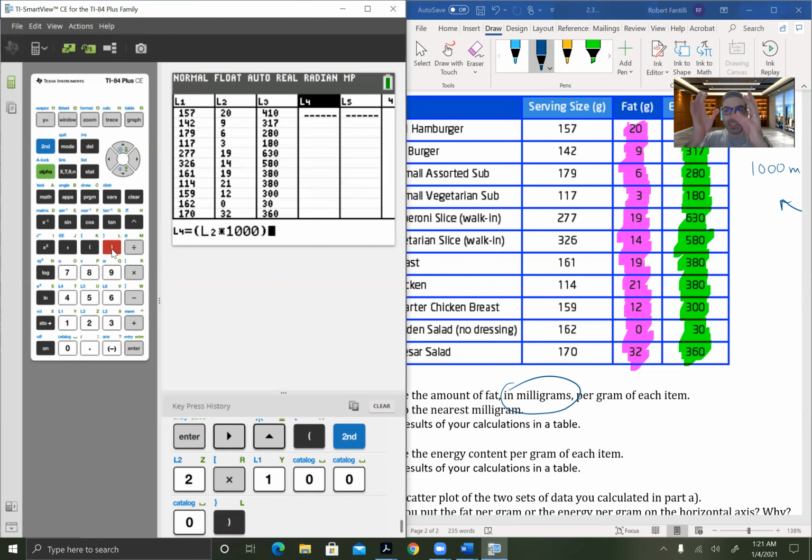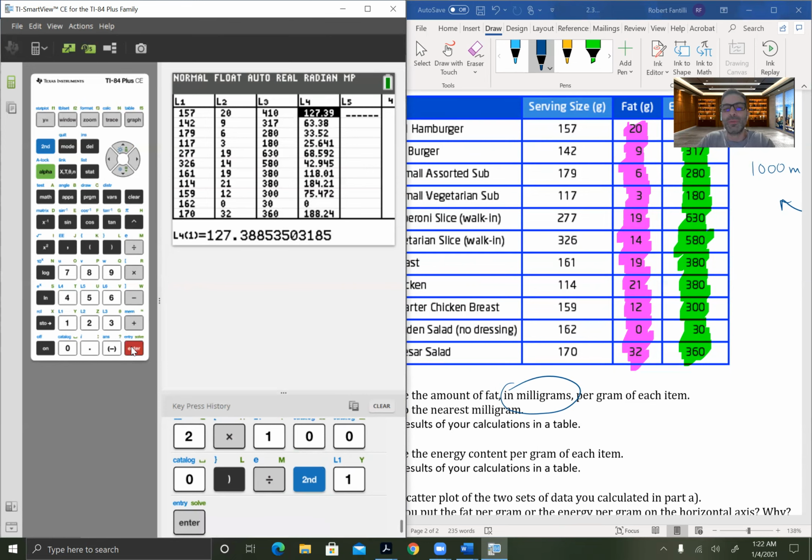So we took everything in list 2 and multiplied it by 1,000, and then we hit the divide button on your calculator and divide it by whatever's in list 1. How do you get list 1? Second function of the number 1 button. So we've got list 2 times 1,000, divided by whatever's in list 1. That gives us fat in milligrams per gram. Now if you hit the enter button, boom, list 4 is calculated for you. All of list 4 has been calculated.